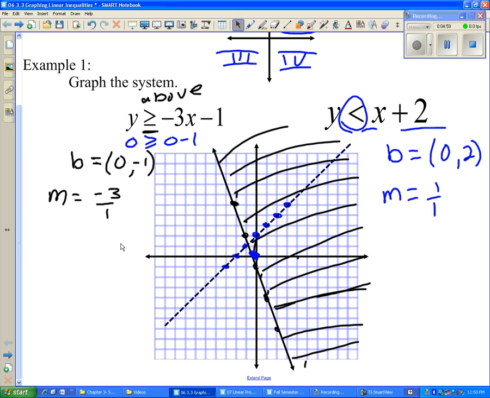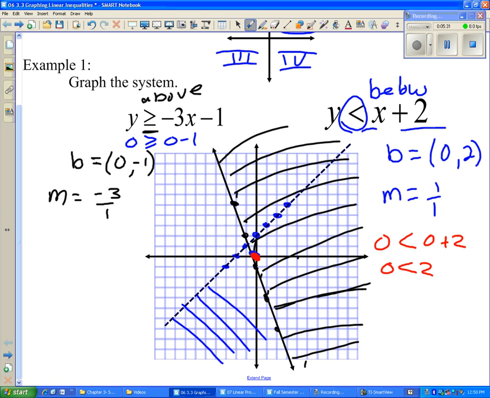I need to decide, do I want above this line or below this line? Since this is less than, I want below. Again, I can always pick a test point, and the easiest test point is still 0, 0. So is 0 less than 0 plus 2? Is 0 less than 2? Yes, so this is in my feasible region. Since I've been using blue, I want everything below this dashed line. Notice what I end up getting here.